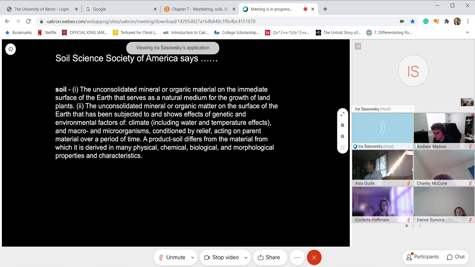As a product, soil differs from the material from which it is derived in many properties listed here. So this is really what differentiates soil from regolith. If we are sitting on a sand dune having our picnic lunch, are we sitting on soil?